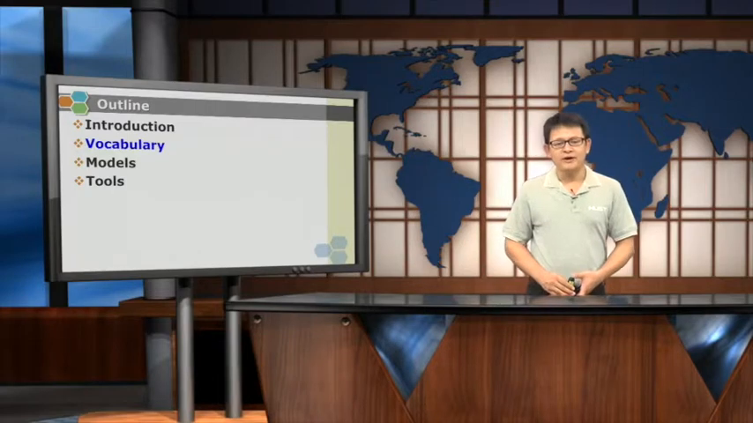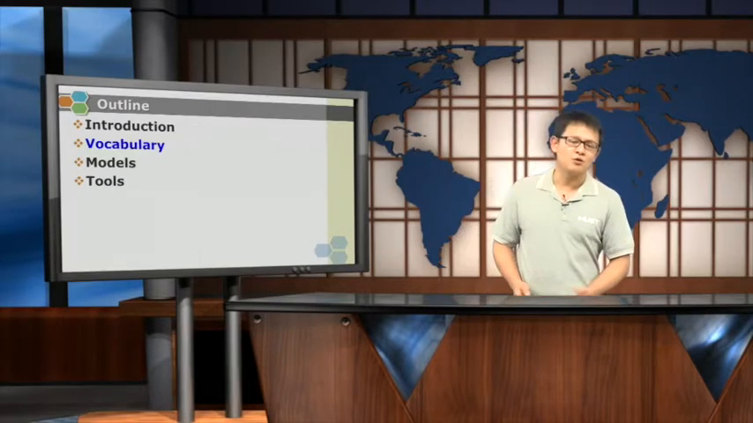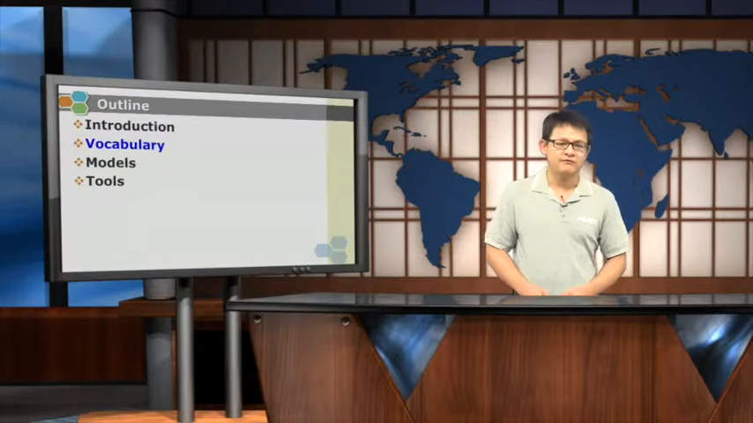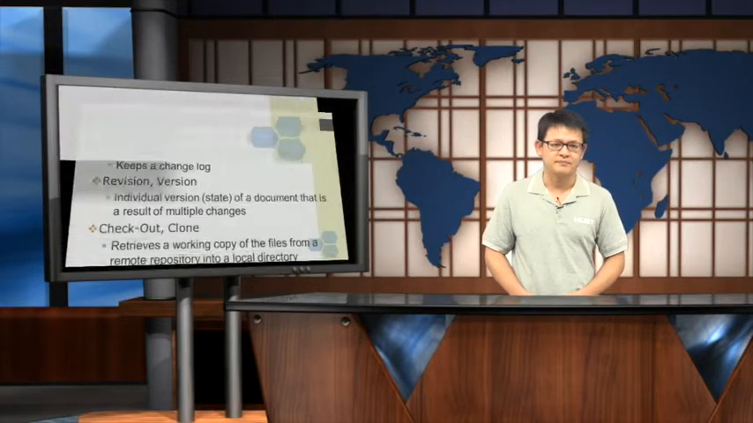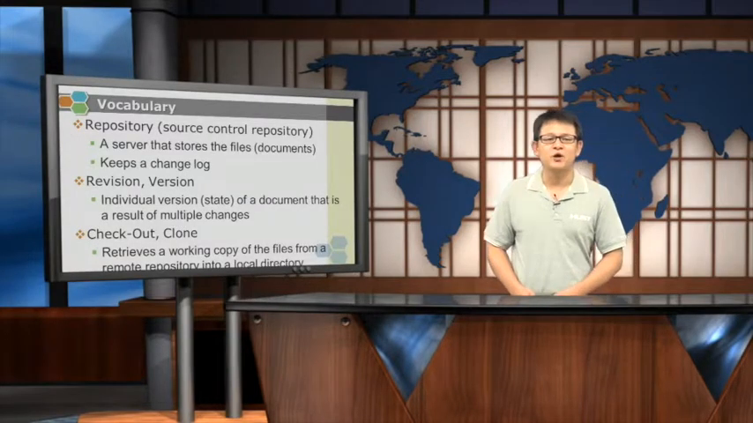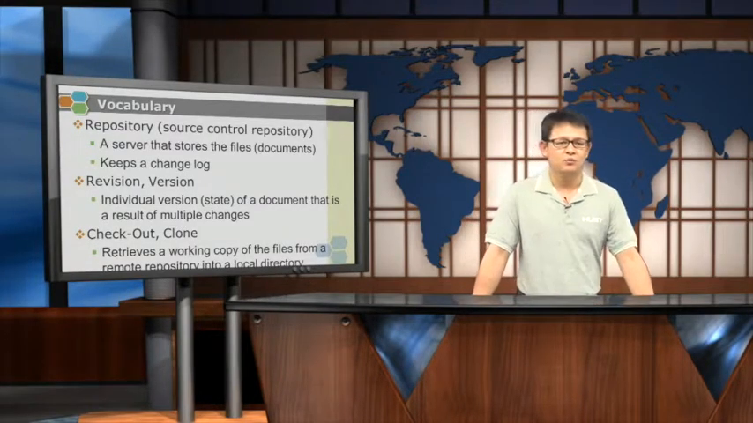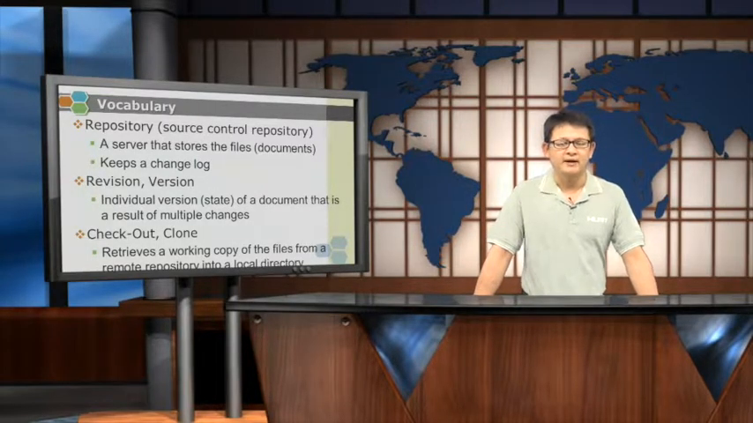So now, before going into the detail, into the models, into the mechanisms of version control system, let's get familiar with some vocabulary, some commands that we often use in a version control system. The first one, we call it the repository. Actually it is a source control repository, which is a server that stores all the files, including the code, the documents, the media files, etc.